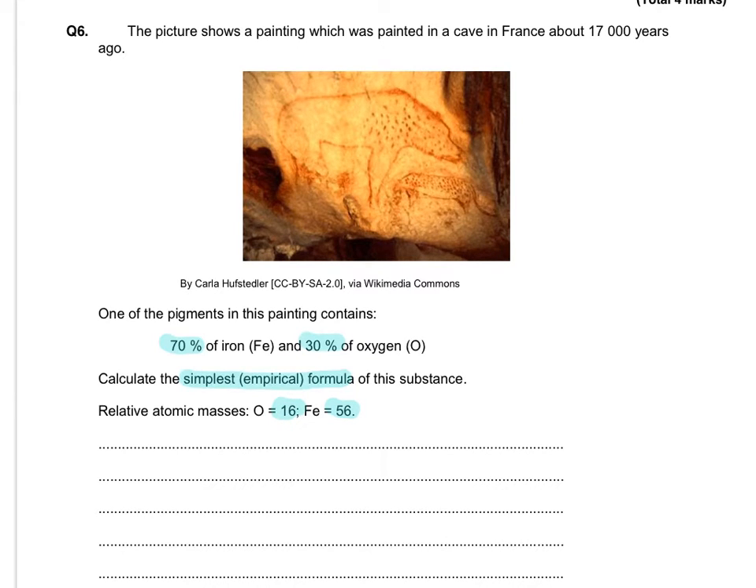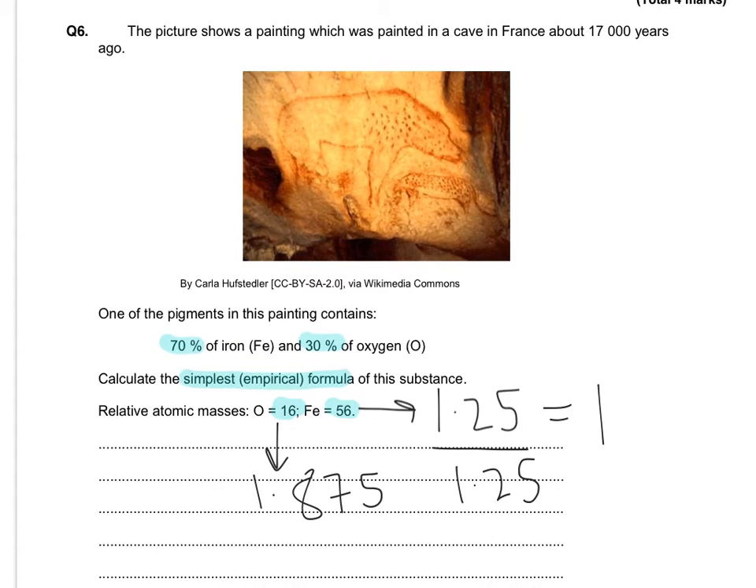That should give you, so for your iron, 70 divided by 56 gives you 1.25. And then 30% of oxygen divided by the 16 for oxygen gives you 1.875. You can't just round these. What you have to do is try and find the simplest whole number ratio, and the easiest way of doing that is by dividing by the smallest number. So 1.25 divided by the smallest number, 1.25, is just equal to 1.